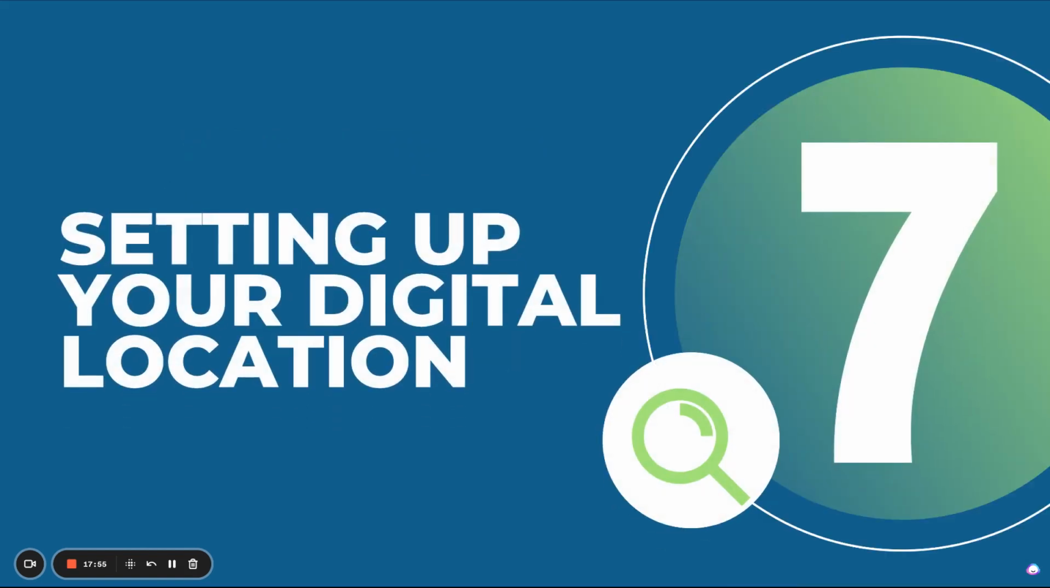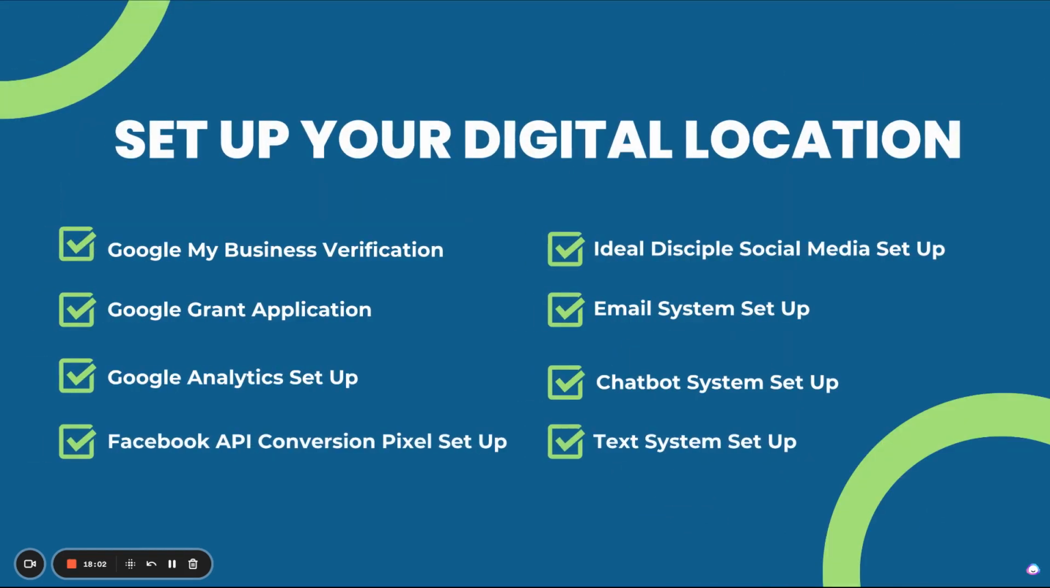So once we have the website set up, then we set up your digital location. And these are the 8 things that we put together in this phase. We make sure that your Google My Business is verified, that if you haven't applied for the Google grant, we will set that up for you. We're going to set up your Google Analytics, your Facebook API conversion pixel. We basically set up all your social media with the new brand guide that we developed.